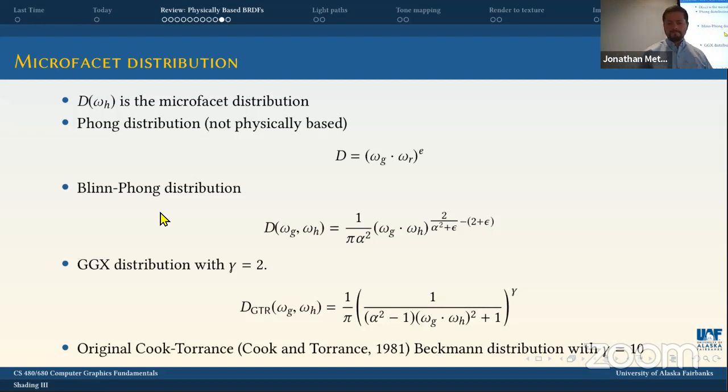So GGX is better. In this function, we still have n dot h, but this does a better job of handling it. Now there's an older model called the Beckmann distribution, and I don't want to show that one just because it's not as nice as it could be. It's a lot more heavy duty of a function to calculate. This one is a little simpler to understand, but you can approximate it as you set this value of gamma up to 10. Otherwise we just use a value of 2. So we'll say GGX is 2 and Beckmann is approximated with 10.